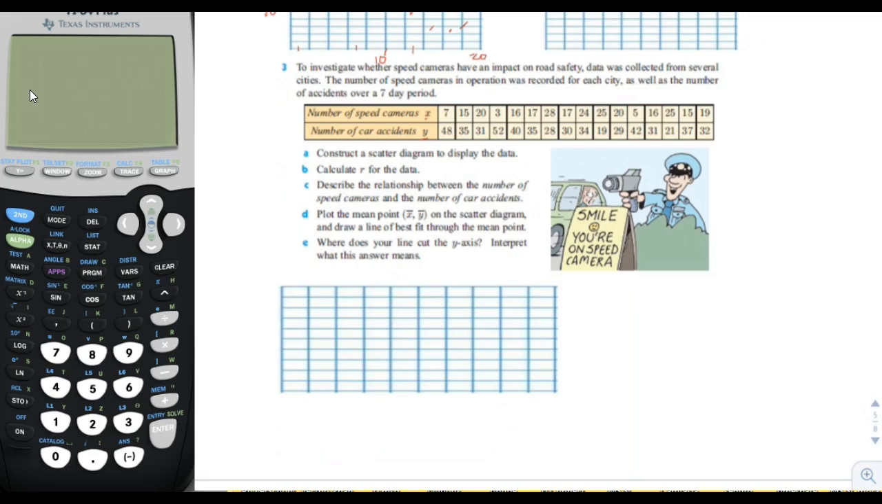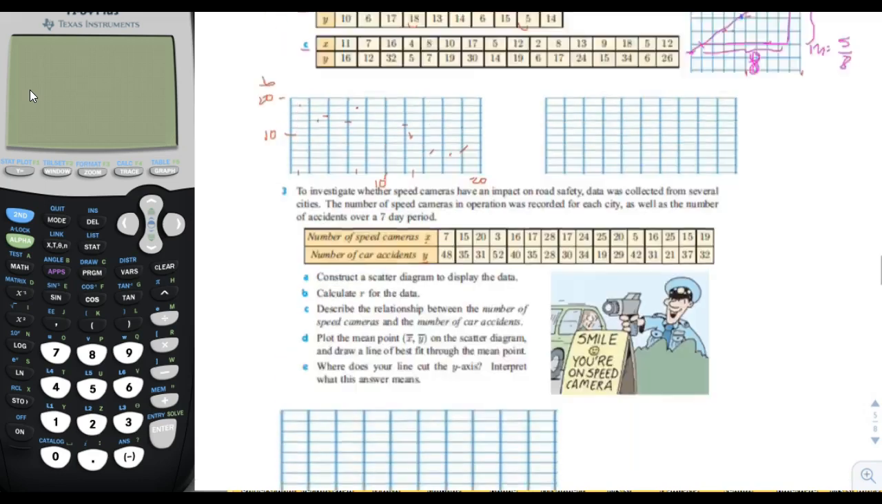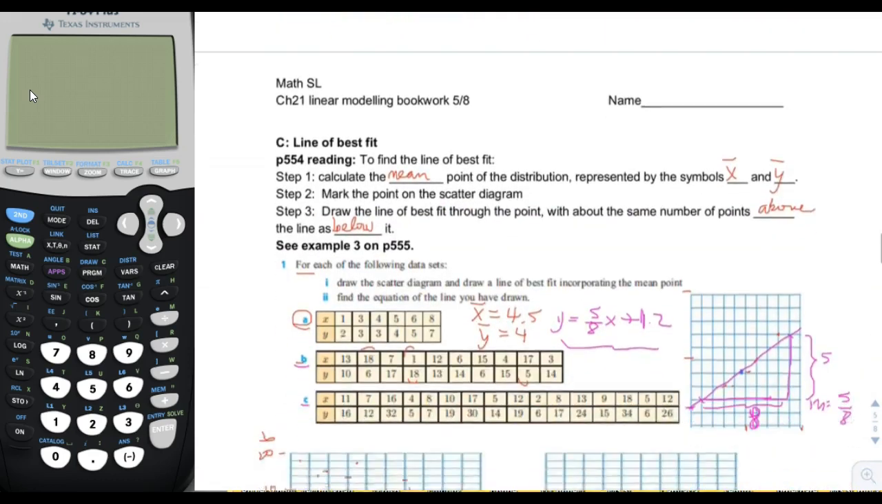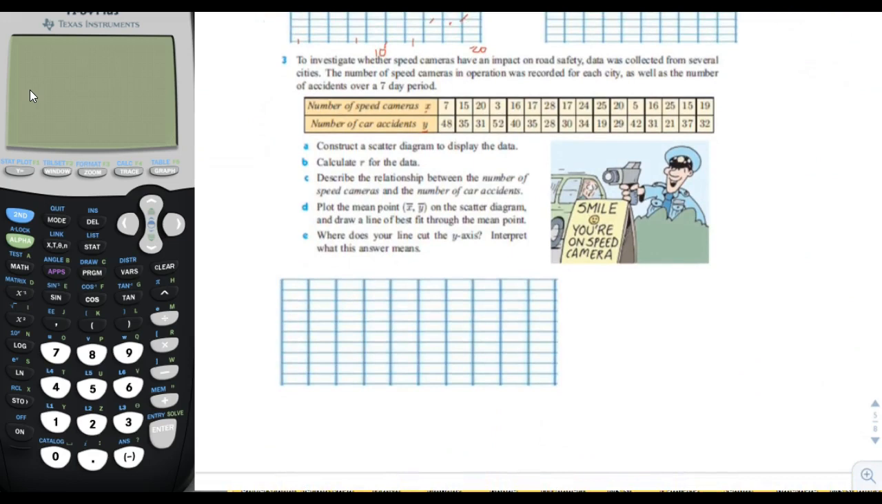Interpret what this answer means. Okay, so we're going to do a combination of what we did on the previous page, where we calculated r, and we're also going to draw a line of best fit. So let's look at our data. The smallest number here is a 3. The biggest number in the x's looks like 28. For the y's, the biggest number appears to be 48, and the smallest number appears to be 19.